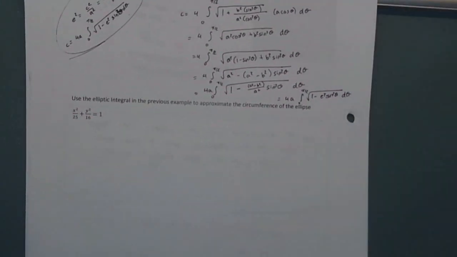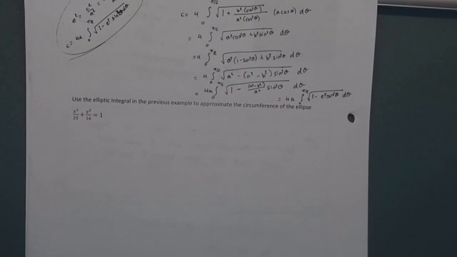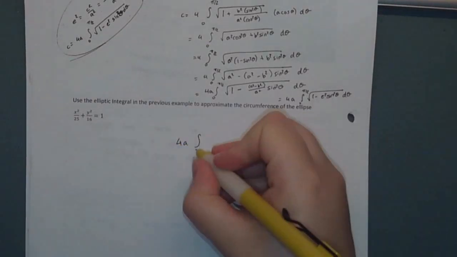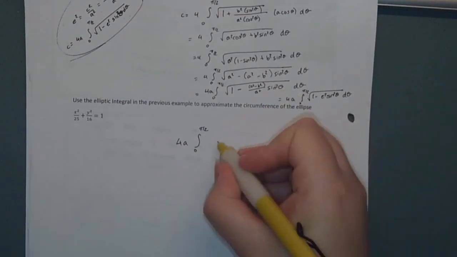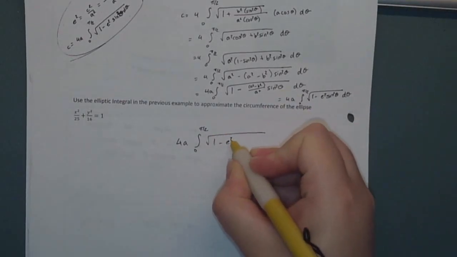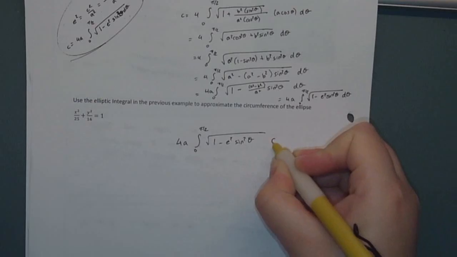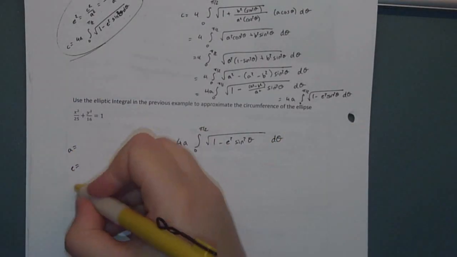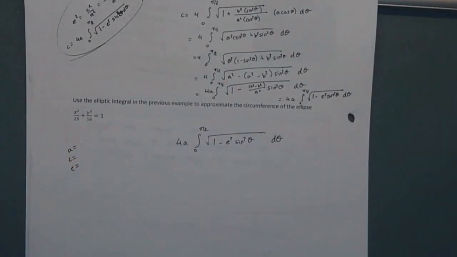Alright, and for the bottom one here, we're using the elliptical integral in the previous example to approximate the circumference, which means we're going to have to find e. Now, the integral that we have is 4a times the integral from 0 to pi over 2 of the square root of 1 minus e squared times the sine squared theta d theta. So we need a and we need e, but for e we also need c. So first of all, let's find a. A is 5.